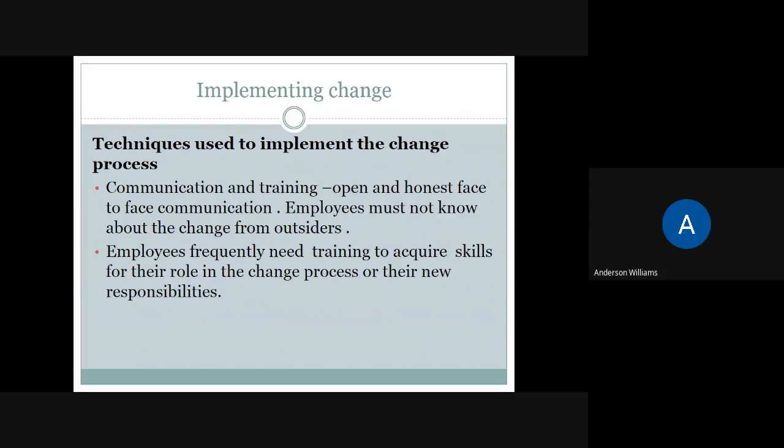Techniques used to implement the change process. Communication and training. Open and honest face-to-face communication. Employees must not learn about a change from outside. It is hard to work in a place where things are happening and you're hearing about it from the media, from third parties. Supervisors and managers should be able to inform their stakeholders, especially their employees, about the changes that are taking place. Employees frequently need training to acquire skills for their new role in the change process or their new responsibilities.